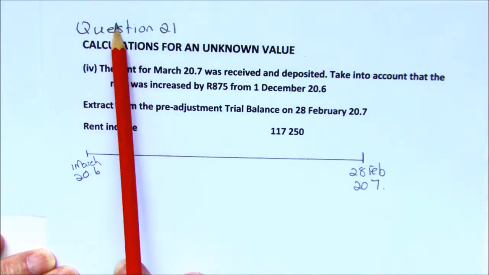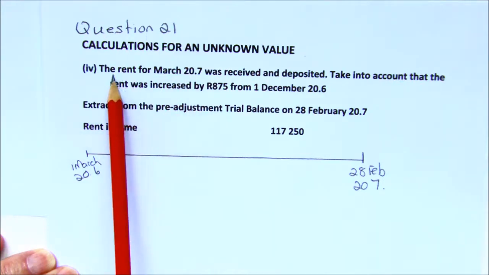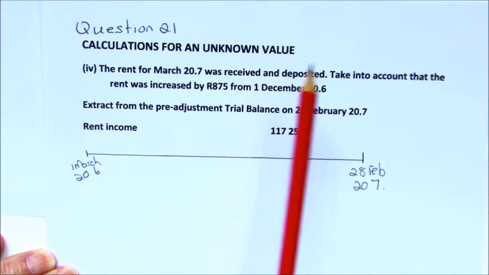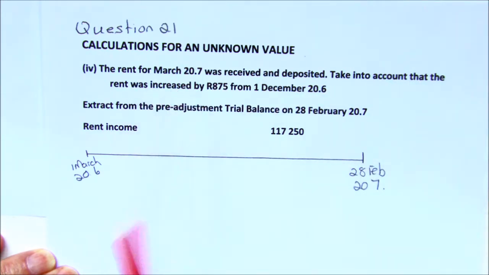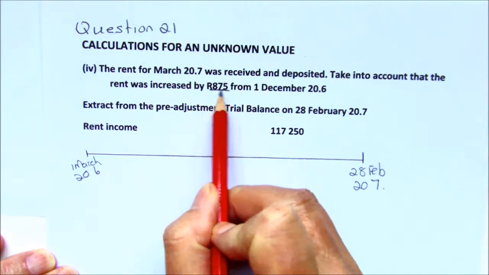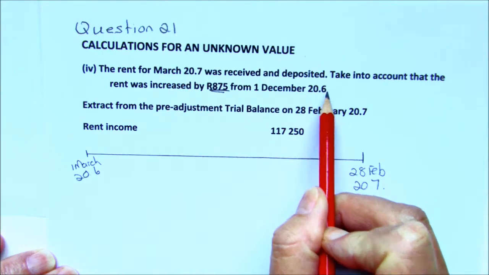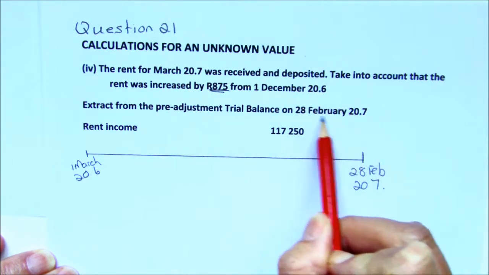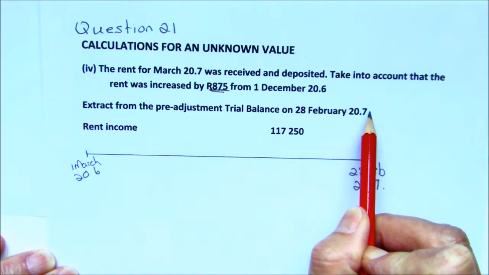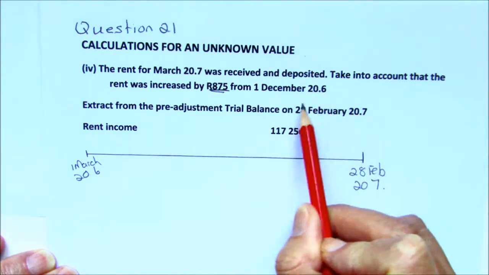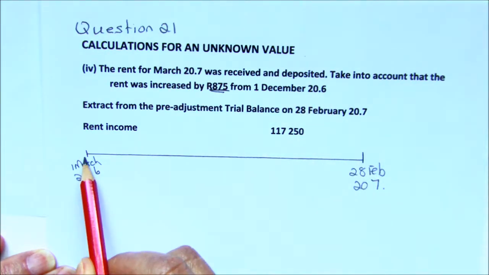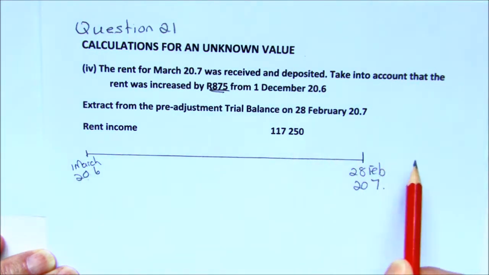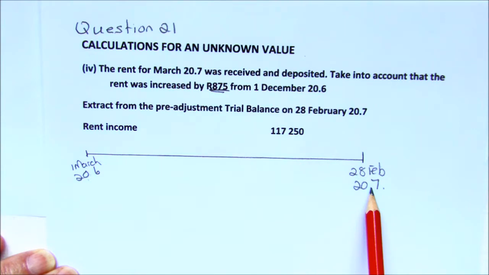Now this first one comes out of question 21. They tell you that the rent for March was received and deposited. Take into account that the rent was increased by 875 Rand from the 1st of December. And they give you figures from the trial balance that ends on the 28th of February 2017. So that tells me the end of the financial year. So I'm working with a financial year 1st of March 2016 to the 28th of February 2017.